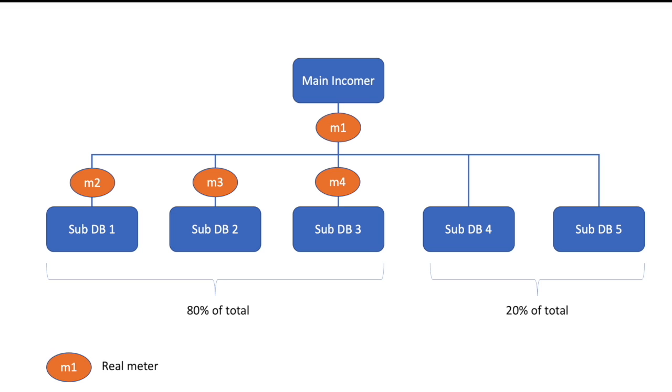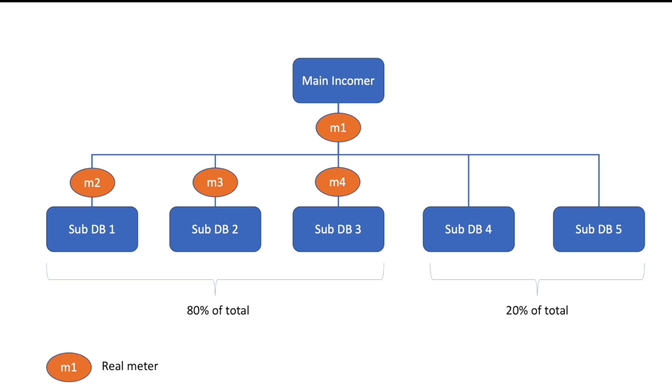So in this case, we've got a meter 1 on the main incomer, and then we've got meters 2, 3, and 4 on these distribution boards 1, 2, and 3. And the reason you may have done this is because actually you don't want to spend money on metering every single point in your factory or business or whatever it might be. So you've put meters on the bits that you care about.